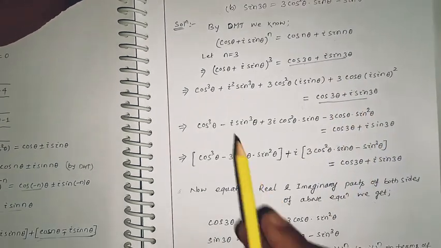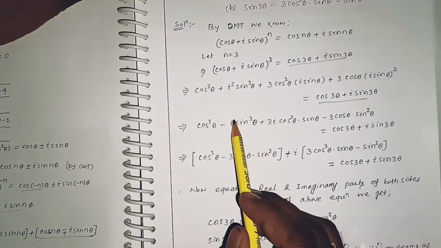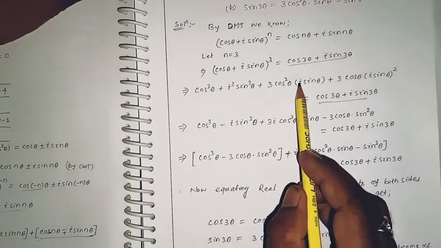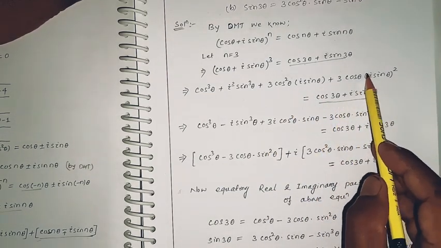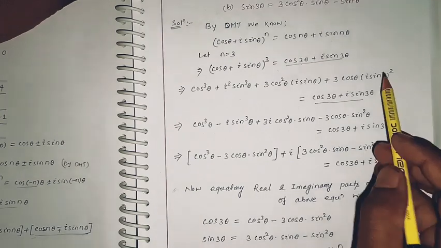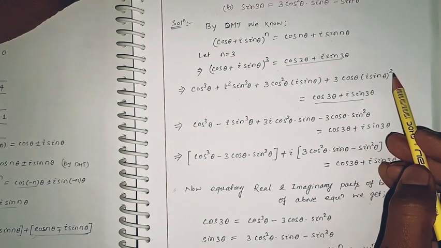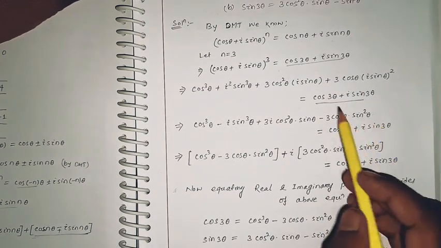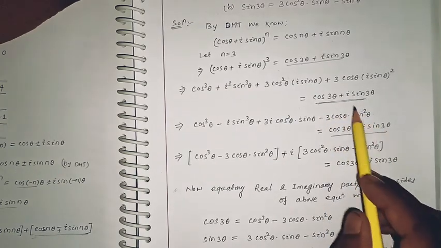Okay, so here cos^3 theta. Here i^3 is nothing but minus i, so minus i sin^3 theta, plus here 3i cos^2 theta sin theta. Here i^2 is there, sin^2 theta also there. So i^2 is nothing but minus 1. So it will be minus 3 cos theta sin^2 theta, and it will be equal to cos 3 theta. Same thing has been written on the RHS as such.